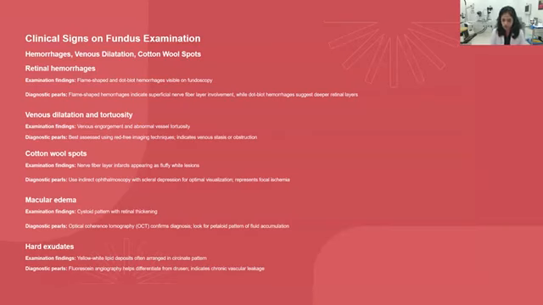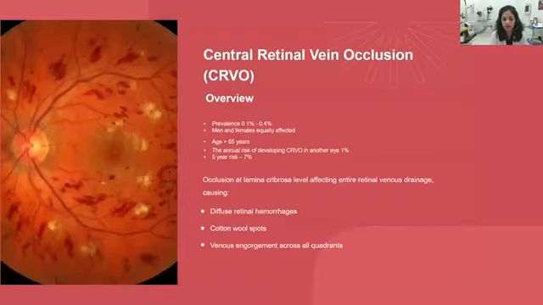We will start with central retinal vein occlusions, which have a prevalence of about 0.1 to 0.4%, and males and females are usually equally affected. Age can be greater than 65 years. Again, of course, we do see CRVO in the young as well. The annual risk of developing CRVO in the other eye is 1%. So it's very important we don't just look at the eye with CRVO; we also look at findings in the other eye. This occurs due to occlusion at the lamina cribrosa level, which affects the entire retinal venous drainage, causing diffuse retinal hemorrhages, cotton wool spots, and venous engorgement in all the quadrants.